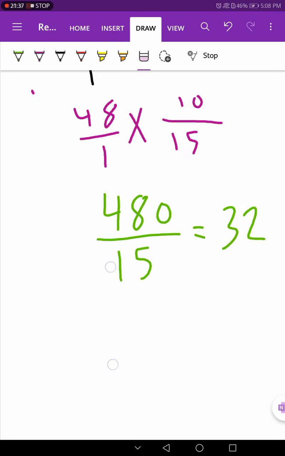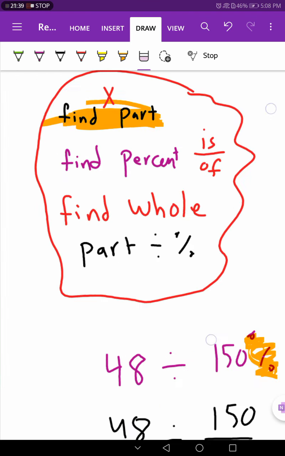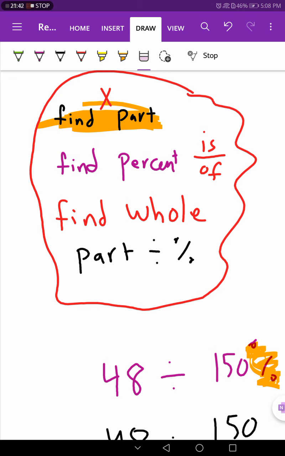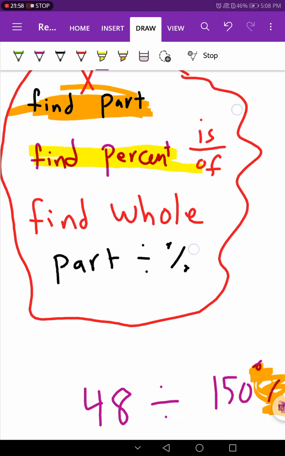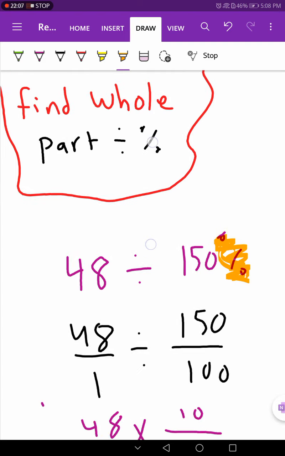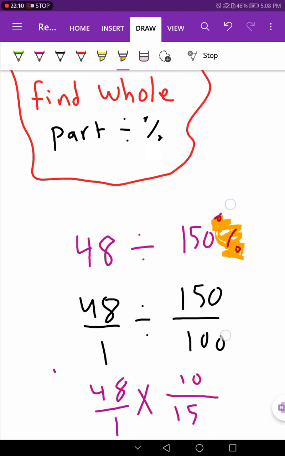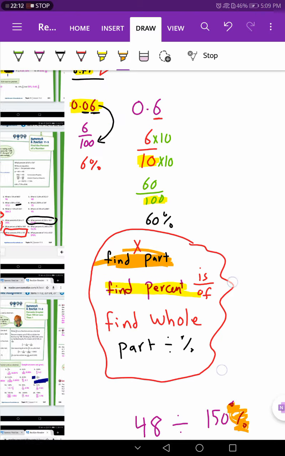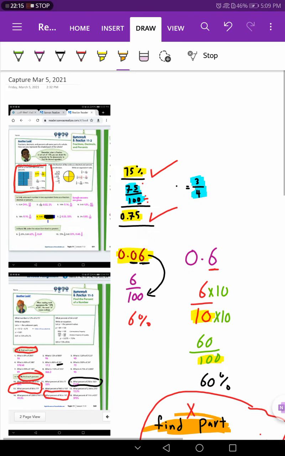Okay, thank you for watching. This is all about the revision. Okay, remember this, how to do this. If he asks you about part, you multiply the decimal by the whole, the number given. If he asks you about the percent, you put what after is over what after of and do the long division. And if he asks you about the whole, we divide part by percent, as you see, 48 divided by 150%, and do these steps. Okay, this is all about the test. I hope you get the full marks.